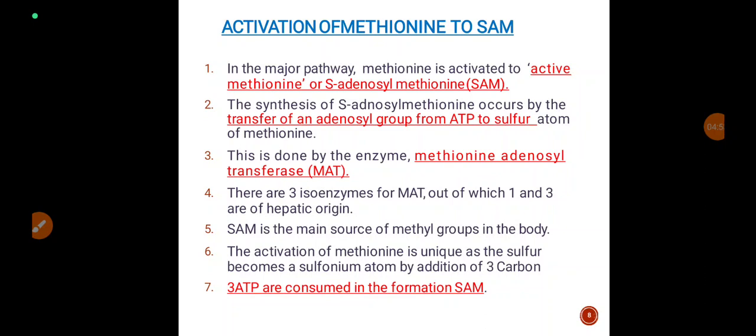There are 3 isoenzymes for methionine adenosyl transferase, out of which 1 and 3 are of hepatic origin. S-adenosyl methionine is the main source of methyl groups in the body. The activation of methionine is unique as the sulfur becomes a sulfonium atom by addition of 3 carbon. 3 ATPs are consumed in the formation of S-adenosyl methionine.